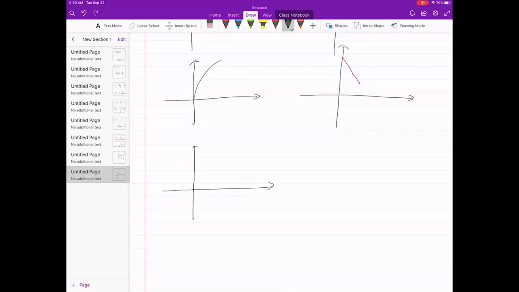Let me draw a circle. My drawing is bad. Well, actually, not too bad. Half circle. Okay. What do you think the derivative will look like?